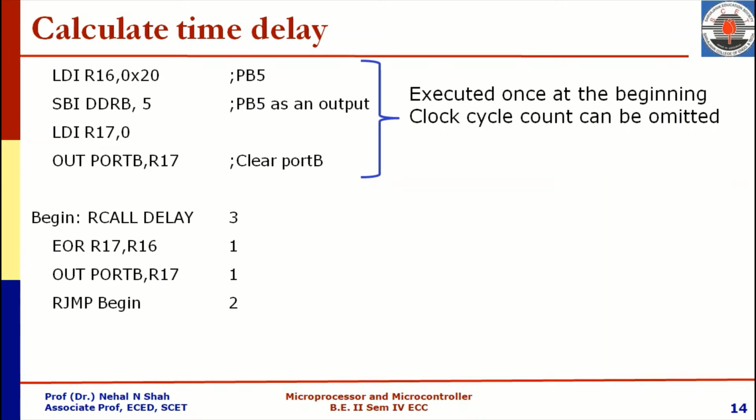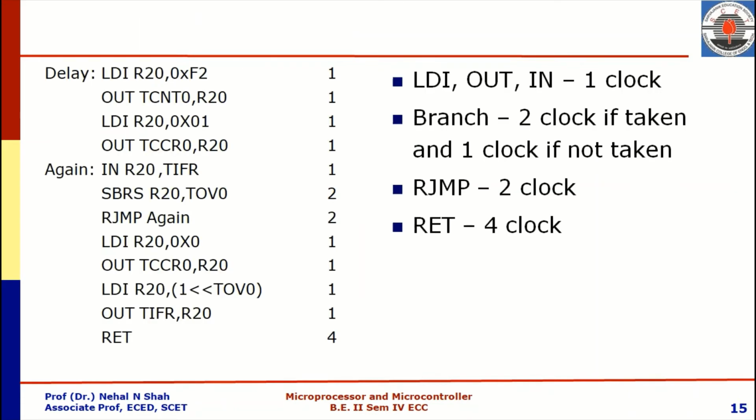In the main program, 4 instructions are working in a loop. These instructions are going to consume 7 clock cycles. Usually, any logical instruction, LDI instruction, in and out instruction takes 1 clock cycle, while call will take 3 clock cycles. Jump instruction will take 2 clock cycles.